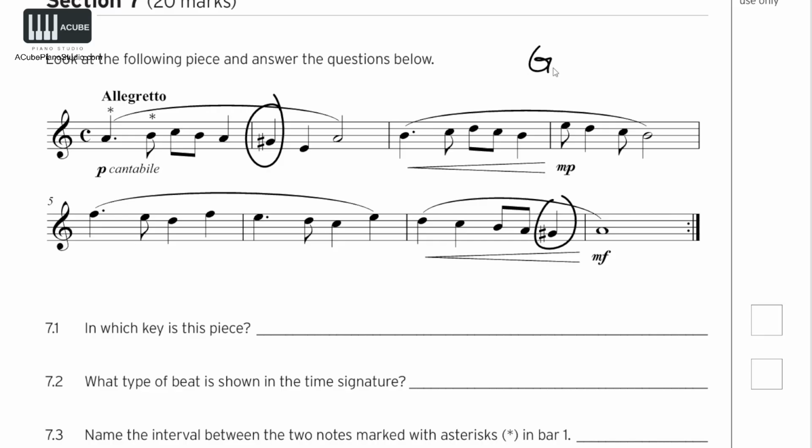So G sharp. Okay, and we know that the 7th note of A is G, right? And for A harmonic minor, we'll sharpen the 7th note, so we'll have G sharp.